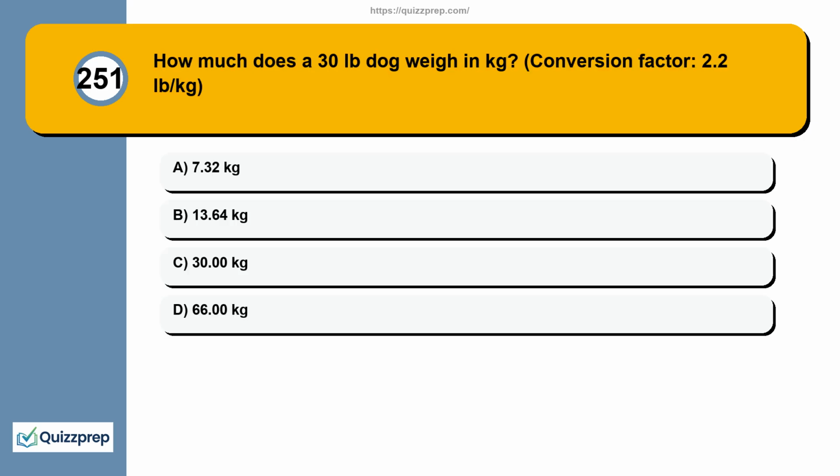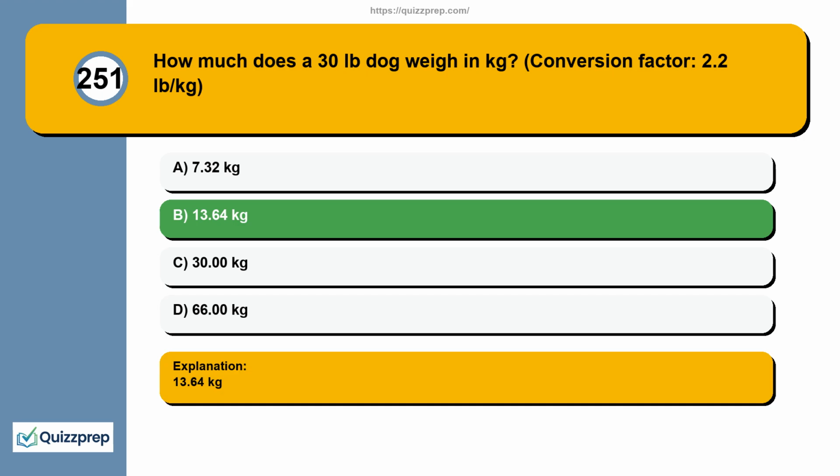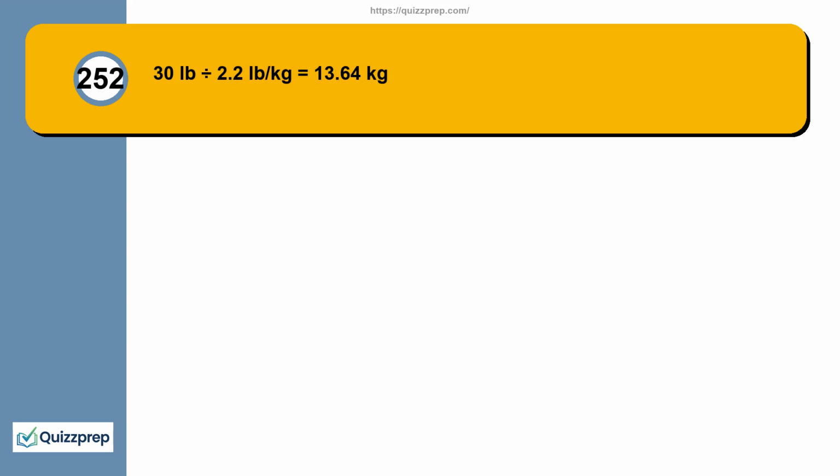Question 251. How much does a 30 pounds dog weigh in kg? Conversion factor, 2.2 pounds per kilogram. Option A, 7.32 kilograms. Option B, 13.64 kilograms. Option C, 30.00 kilograms. Option D, 66.00 kilograms. The correct answer is option B, 13.64 kilograms. Explanation: 30 pounds divided by 2.2 pounds per kilogram equals 13.64 kilograms.